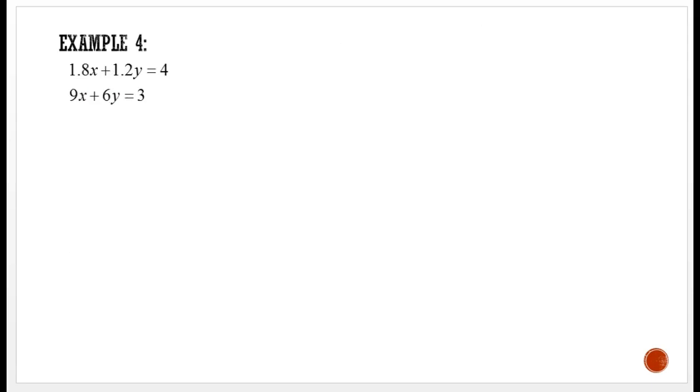All right, let's try another example. This one's got decimals in it, so I want to get rid of the decimals. That's my first step, make life easier. This is to the tenths place, so if I multiply through by 10 on this top equation, that'll get rid of all my decimals. So I'll have 18x plus 12y equals 40.